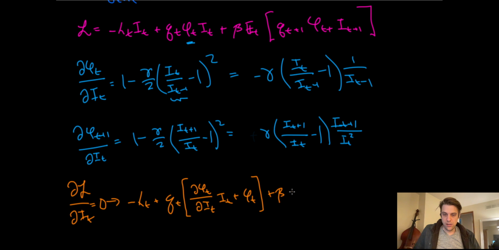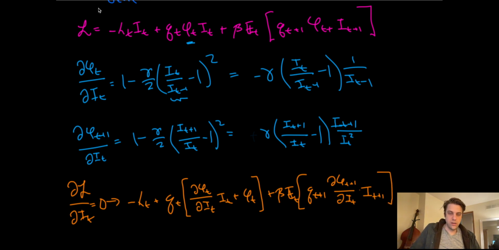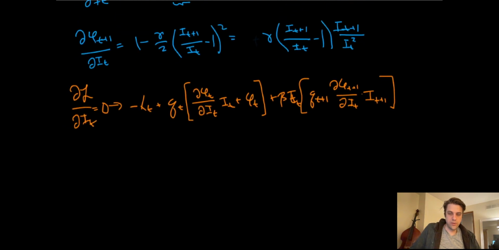And then we add to this beta times the expectation at time t of q_{t+1}, the derivative of phi_{t+1} with respect to i_t, let's write it symbolically, and then times i_{t+1}. So we're almost done already. Now we just need to plug in the derivatives that we computed.